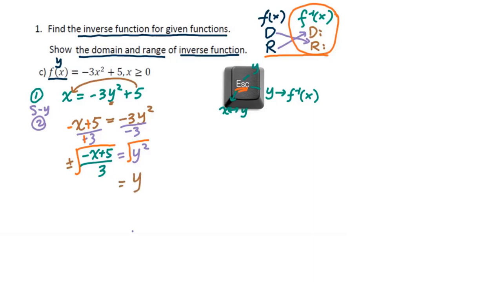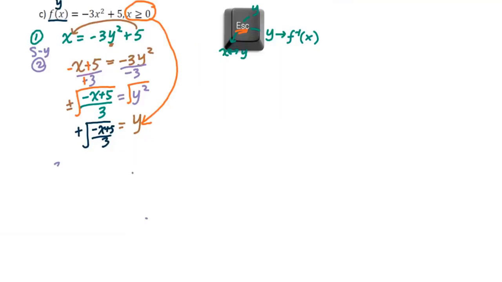Since this y is basically the domain of the original function, because we switched x and y, and for this y they said greater than or equal to 0, that's the reason we only choose positive here. Then we got the square root of negative x plus 5 over 3. Then the last step, you change y into the inverse symbol: f inverse of x equals the square root of negative x plus 5 over 3.